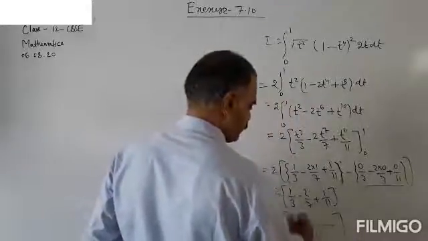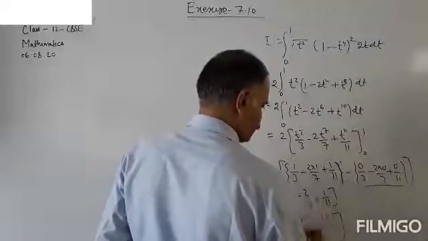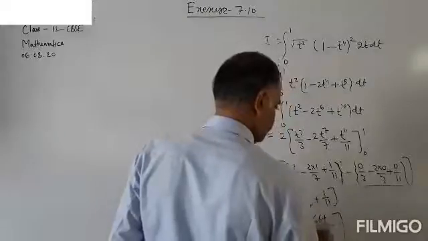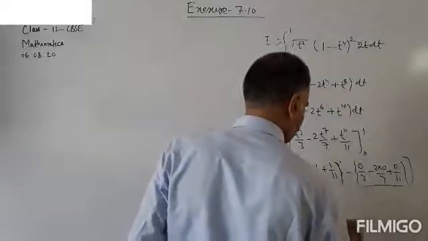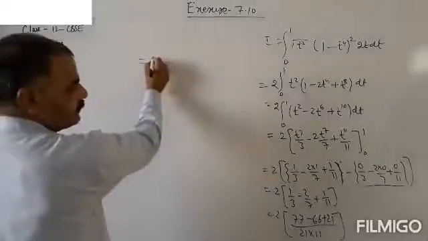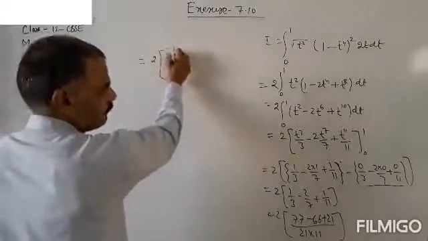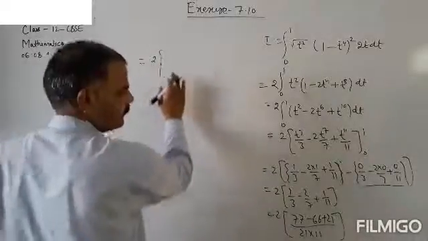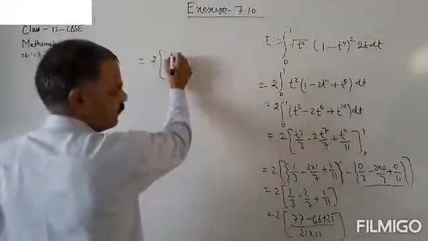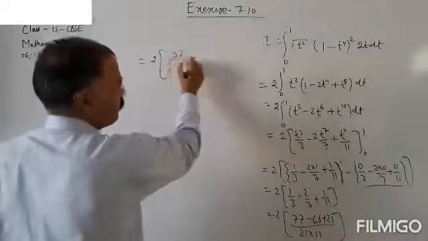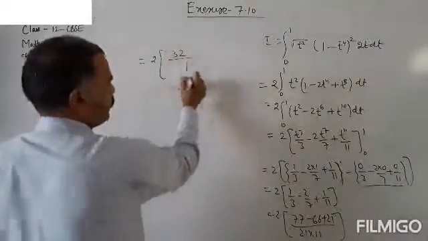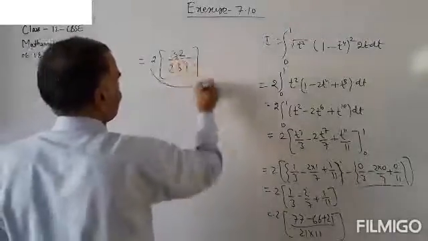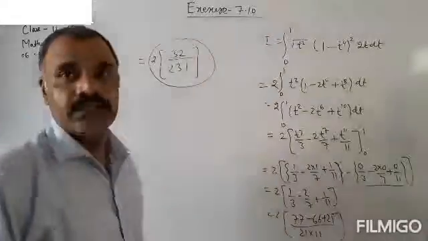3 times 77 is 231, 7 times 33 is 231, minus 2 times 33 is 66, and plus 11 times 21 is 231, so 21. So the final answer is 2 into (77 plus 21 is 98, 98 minus 66) that is 32, upon 231. 11 ones are 11, 11 twos are 22, 2 threes are 231. So this is the final answer of the given integration.